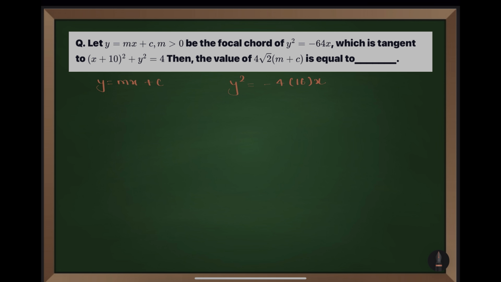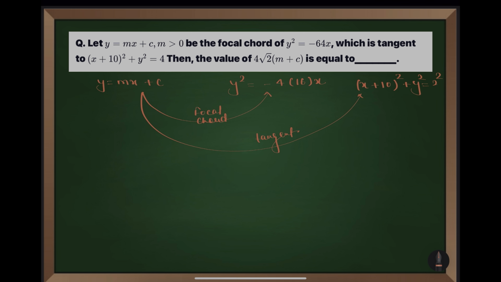Now this line is also tangent to this curve. So this is a circle, (x plus 10) whole square plus y square equals 2 square. So this line is a focal chord for the parabola, and the same line is touching the circle, means it is tangent.